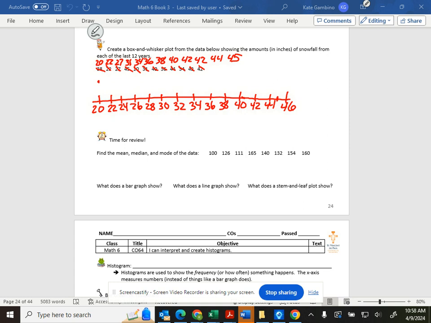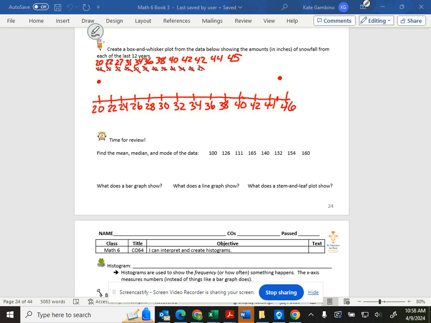So now I know my farthest point is 20. My biggest point over here is 45. So I know those are my 2 endpoints. What do you think I need to do next? What would you do, Callie?